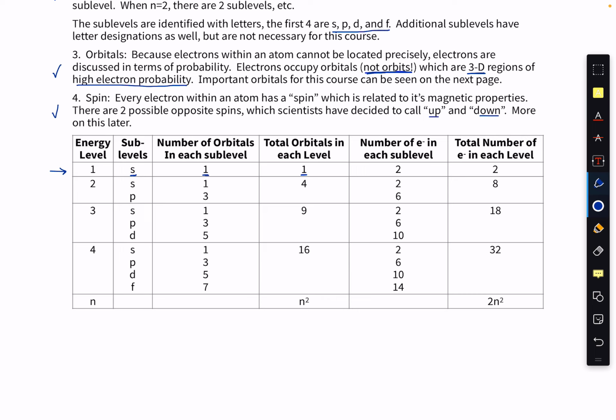The next piece of the puzzle is that you can have two electrons that are assigned to that orbital as long as their spins are opposite, and we'll get into that more in the subsequent pages as well. So we can put two electrons into that orbital and into that sublevel, which means the total number of electrons that I can have in the first energy level is 2.